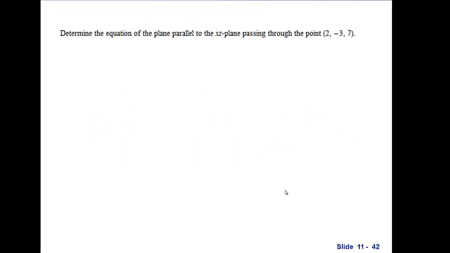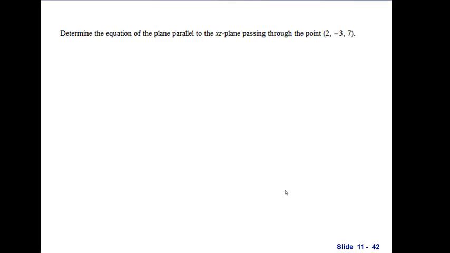Now, based on what we just said, please determine the equation of the plane parallel to the xz plane passing through the point (2, -3, 7). How would you start? Give yourself a minute, pause this presentation, and try to figure out how you would start.